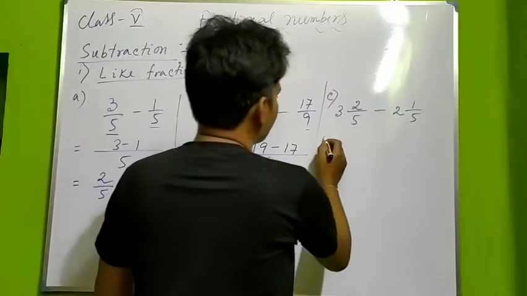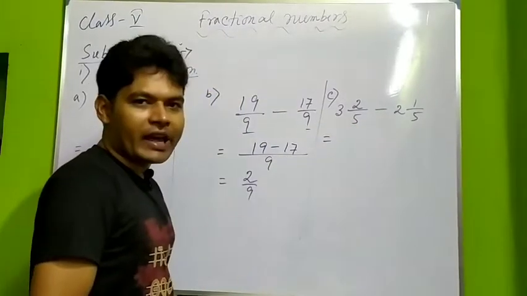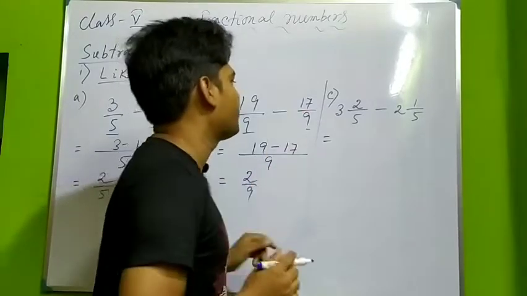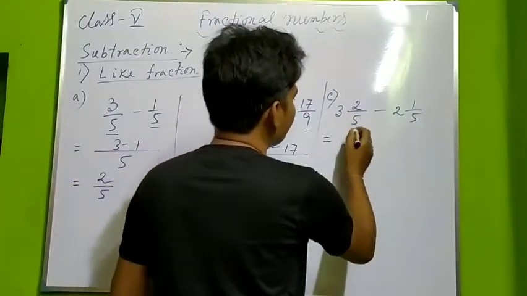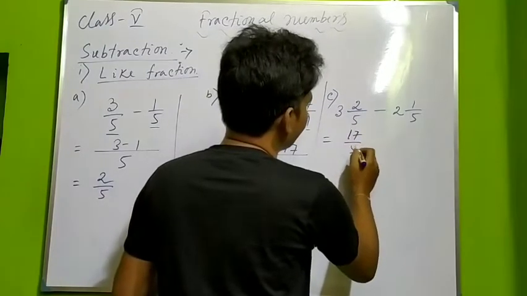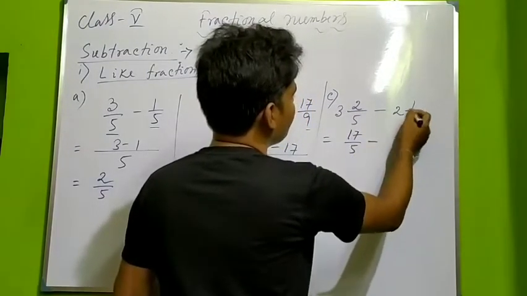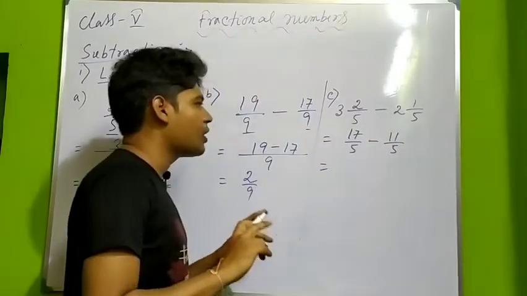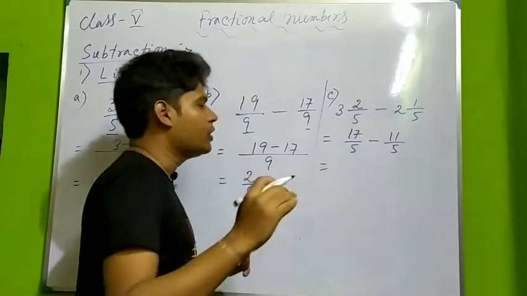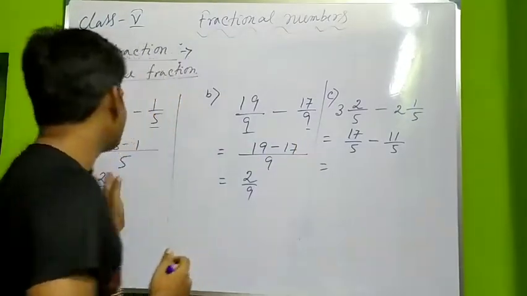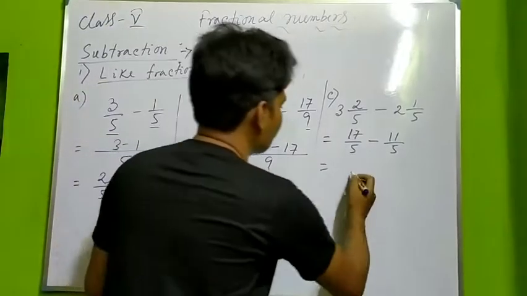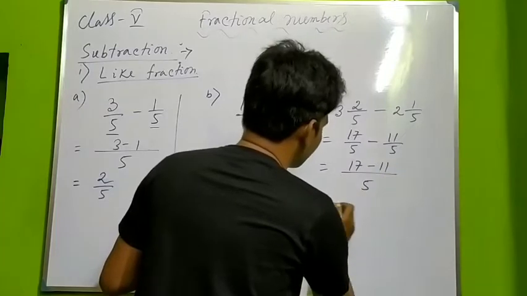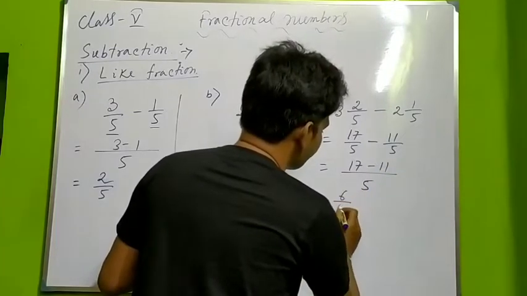Okay, so let's see. In this mixed number, the first step is that you have to convert this into an improper fraction. So 3 into 5 is 15 plus 2, 17 by 5, minus 5 into 2 is 10 plus 1, 11 by 5. So these two mixed numbers are now converted into improper fractions. Now you apply the subtraction method for like fractions. So you write down the common denominator at first, then write down 17 minus 11. So we get 6 by 5.